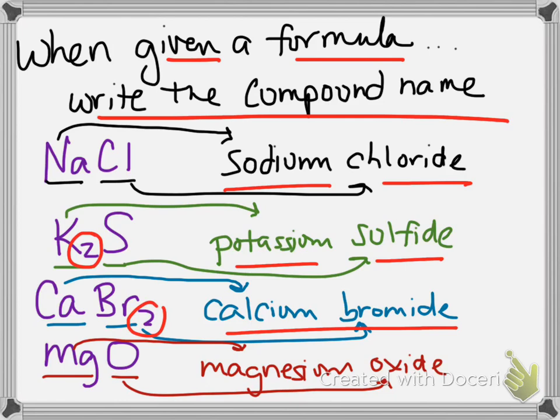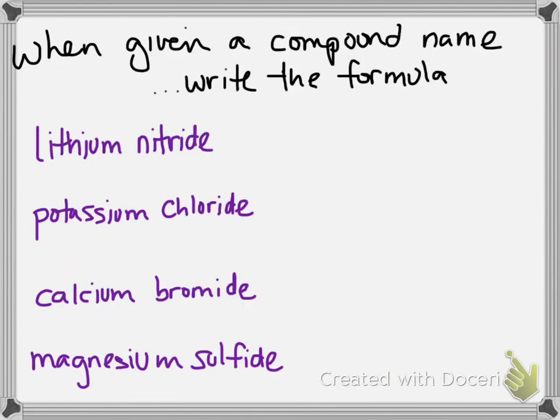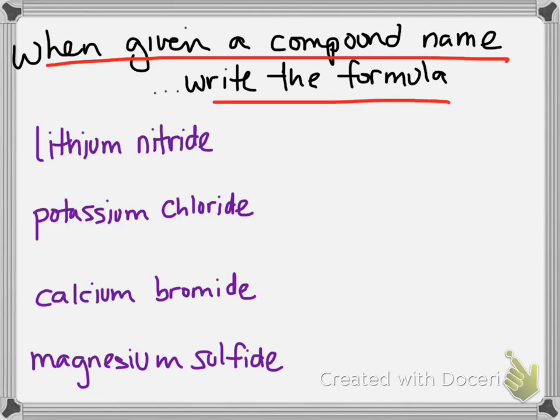Okay, now let's go the other direction. What do you do when you're given a name and you need to write a formula? Okay, so I've got 4 compound names for binary ionic compounds, because what I want to know is how do I write a formula when I'm given the compound name? Well, there are a couple steps to this, and the first one is actually simply writing the ions. You'll need a periodic table for this.